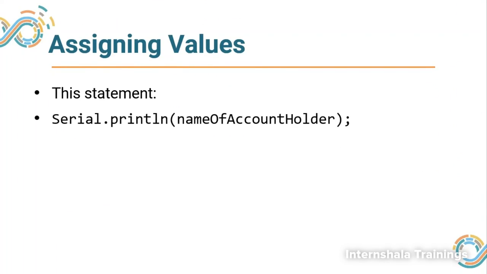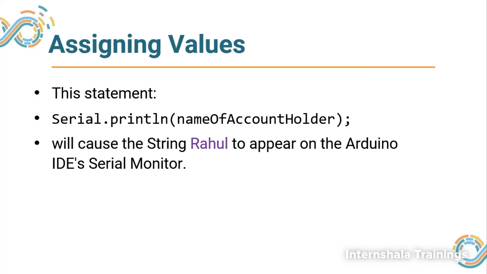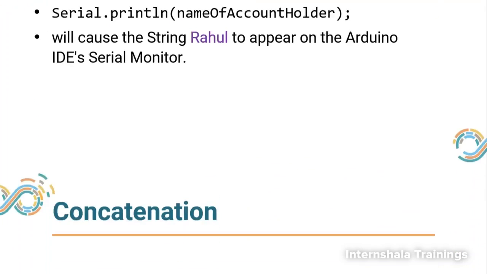Fine. So now let us try to print it. We say Serial.println(nameOfAccountHolder). This line is going to print the value of this variable whose name is nameOfAccountHolder. So in this variable Rahul is stored, so it is going to print Rahul. Whereas if you would have given double quotes, then this same statement will print nameOfAccountHolder and not Rahul. So this is the major difference and the caution you should take when dealing with strings and variables.